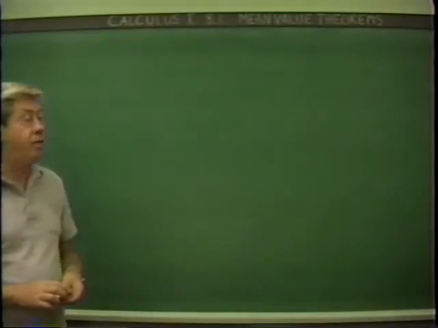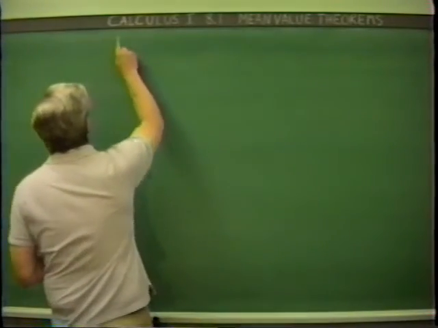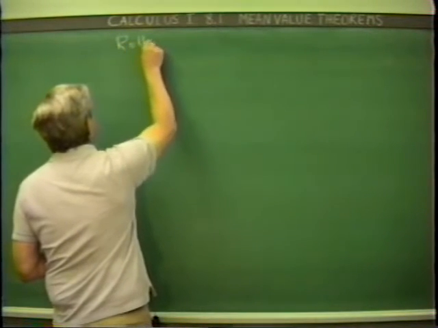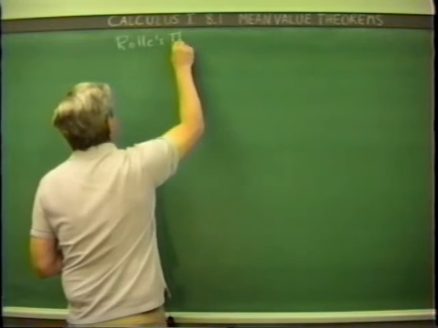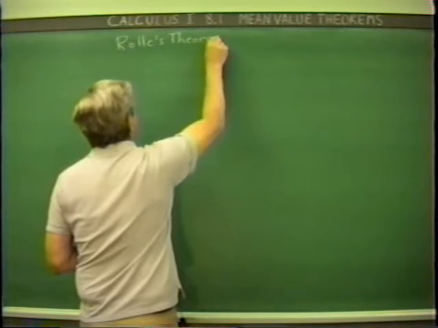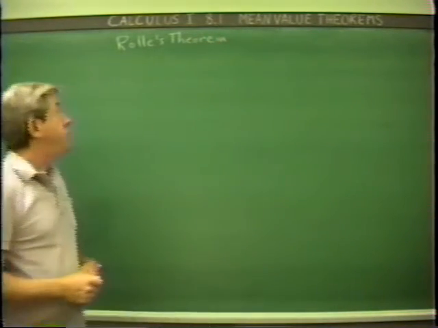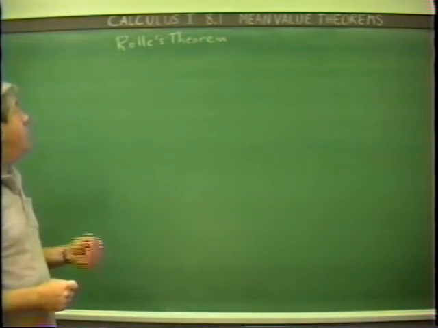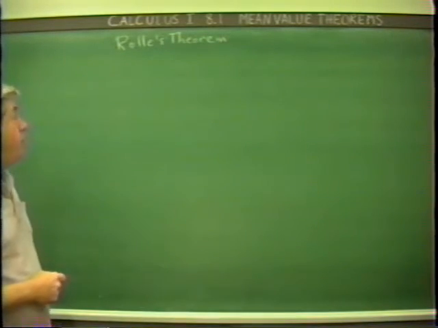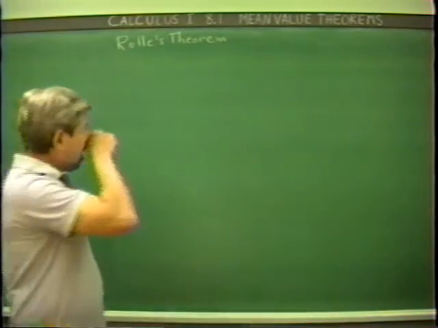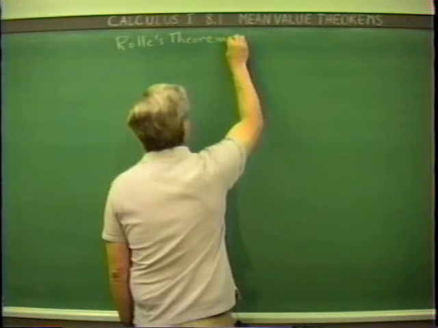All right, the next result we want is kind of a mean value theorem too. It's called Rolle's theorem. It's generally considered to be intermediate, or lead up to the mean value theorem for differentiable functions. But Rolle's theorem asserts the following.